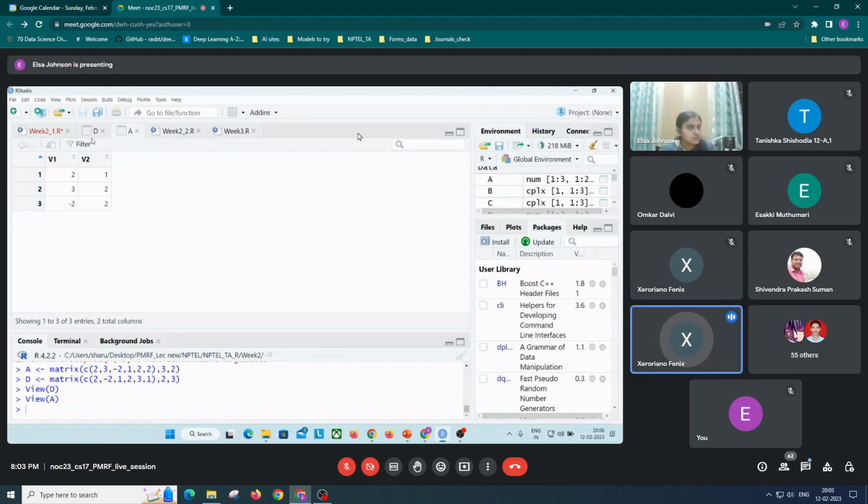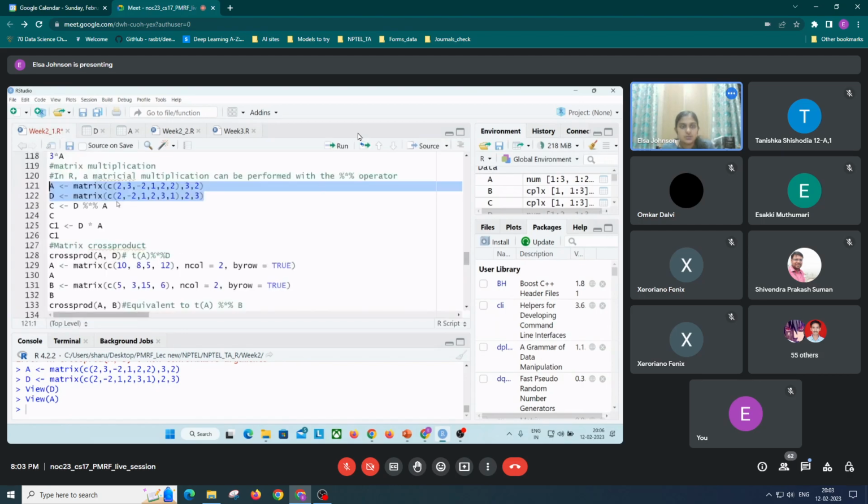Ma'am, the dimensions are the problem. When I put A transpose, right now A is 3 cross 2, so the transpose will be 2 cross 3. Multiplying 2 cross 3 with 2 cross 3 is not possible in matrix multiplication. That's why I'm getting non-conformable arguments.